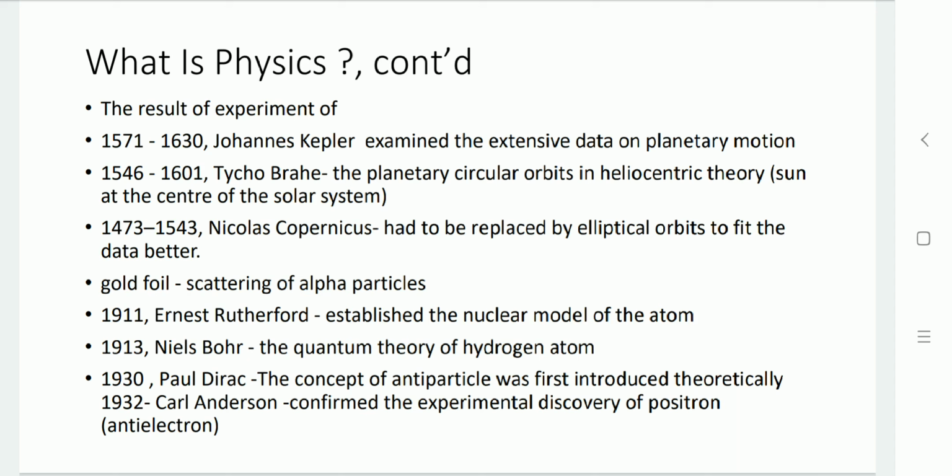Geiger and Marsden gave the scattering of alpha particles. Rutherford established the nuclear model of the atom. Bohr gave a quantum theory of the hydrogen atom. Dirac gave the concept of the antiparticle, which was first introduced by him theoretically. And Anderson gave the experimental discovery of the anti-electron, and he confirmed its existence. So this is how a number of results are available from experiments done by well-known scientists.